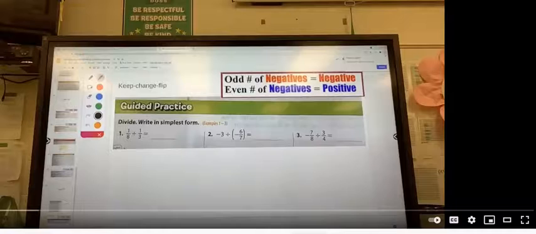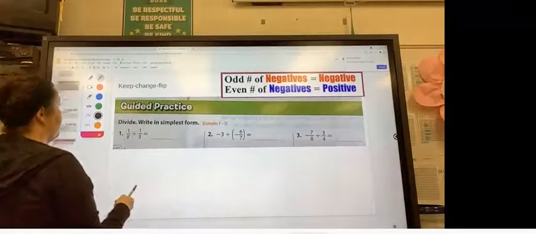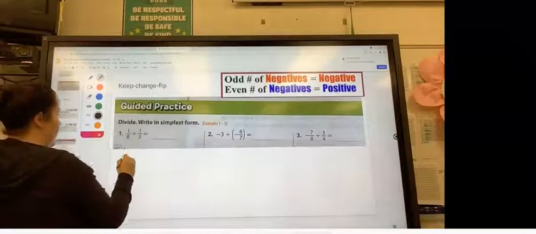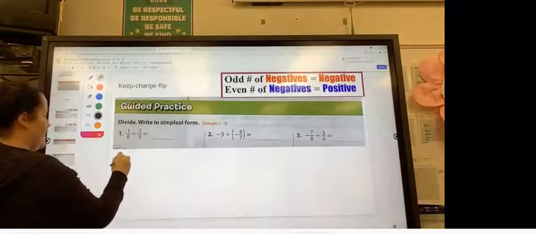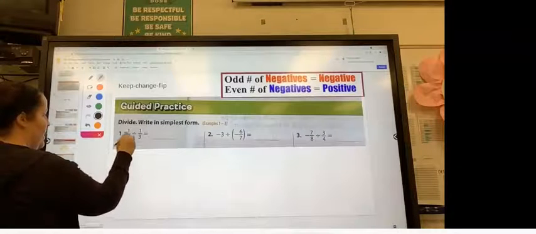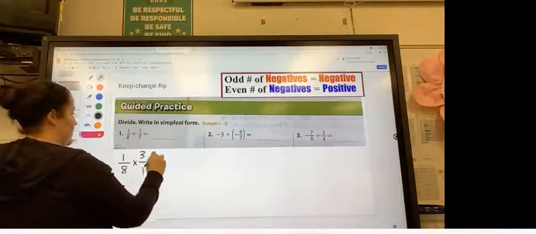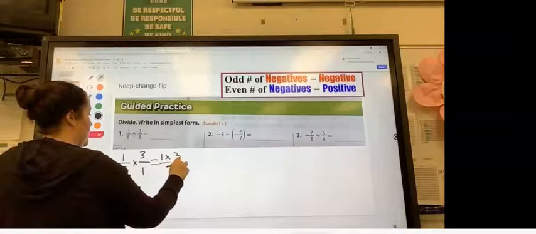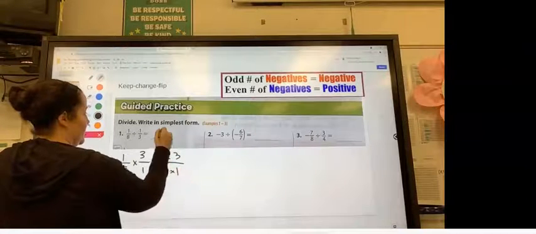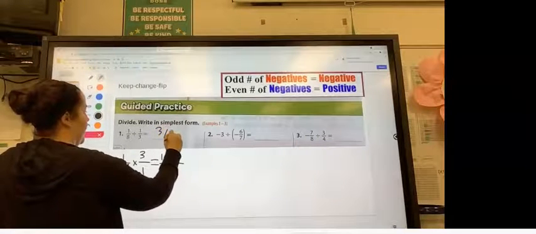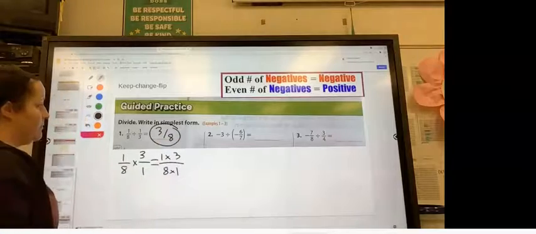So we're going to solve these by following keep, change, flip. So 1/8 divided by 1/3. Keep the first, 1/8. Change the sign to multiply and flip the last. 1 times 3 over 8 times 1. It's just 3 over 8, which doesn't need to be reduced at all.